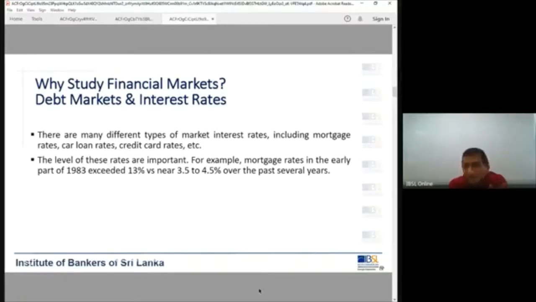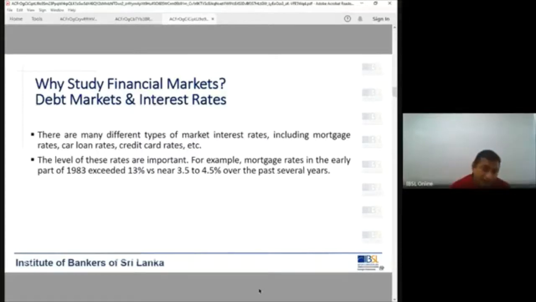And when you say interest rates, there are many different types of market interest rates. You see mortgage rates, car loan rates, credit card rates, various types of interest rates. There are some other formats of interest rates also: floating interest rates, fixed interest rates, adjustable variable interest rates, index-linked interest rates. We will not confuse you with all that for the time being, but you will come to know some of these concepts as we move on. But these are different types of interest rates that you come across. And these interest rates are also not the same across different time periods. There are different levels of these interest rates.